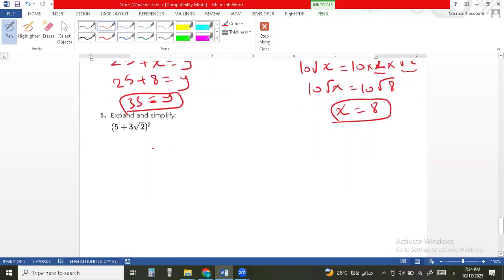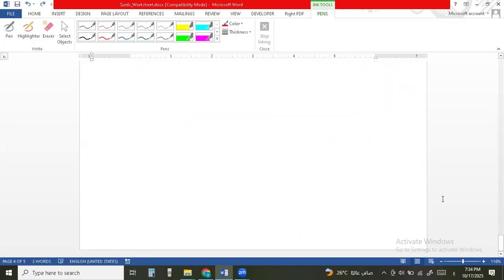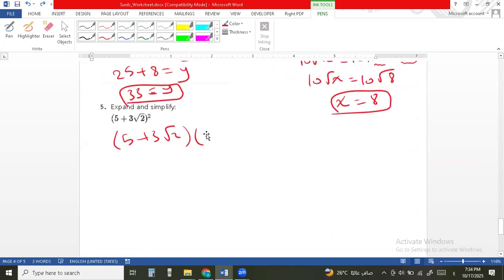Expand and simplify the following. Here it is: (5 plus 3 root of 2), in brackets, (5 plus 3 root of 2).